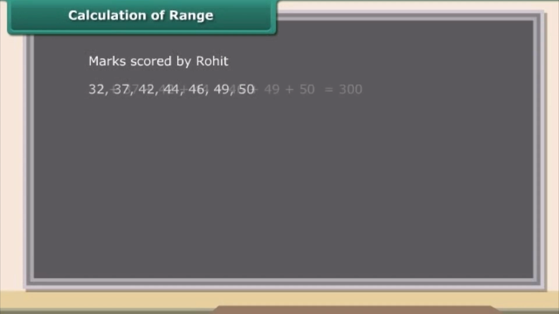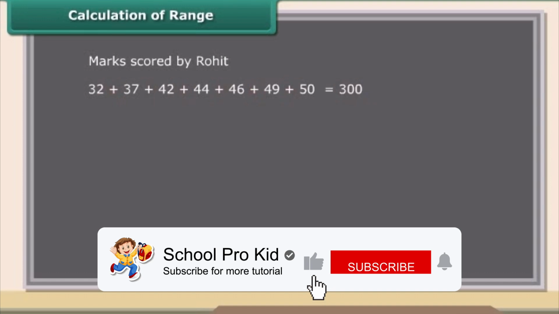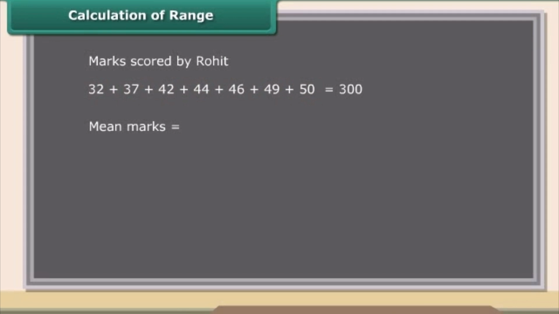Let us first add up the marks, and the sum is 300. We know he gave the maths test 7 times. So the mean marks of Rohit are equal to 300 divided by 7, which is equal to 42.86.